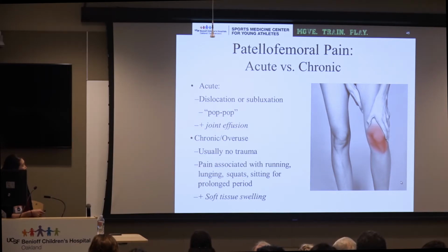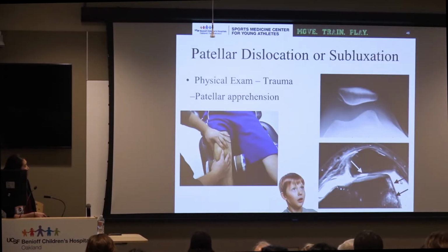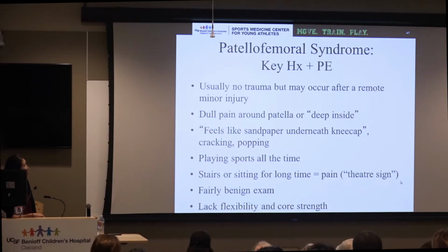For chronic overuse, which is more likely what we're going to see with patellofemoral pain, usually there's no trauma, except maybe 6 months or 3 months prior they fell on their knee. Okay? And it was okay, they had a scrape, but then they began to have patellofemoral pain several weeks later. Pain associated with running, lunging, squats, sitting, soft tissue swelling. Okay, so again, you do the apprehension test. You can see this on a merchant view. On an MRI, you can see this is a chondral injury. You see there's a gap there in the cartilage. So they hurt their cartilage with a dislocation.